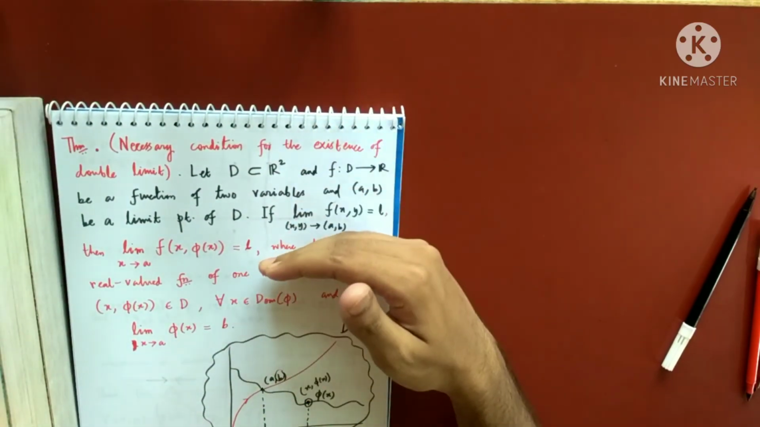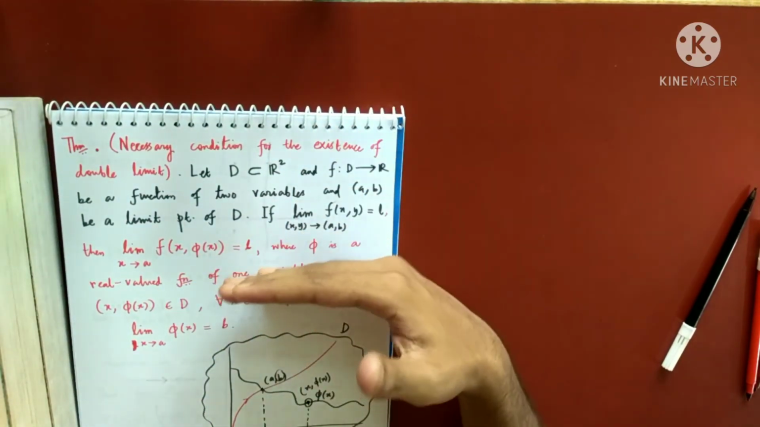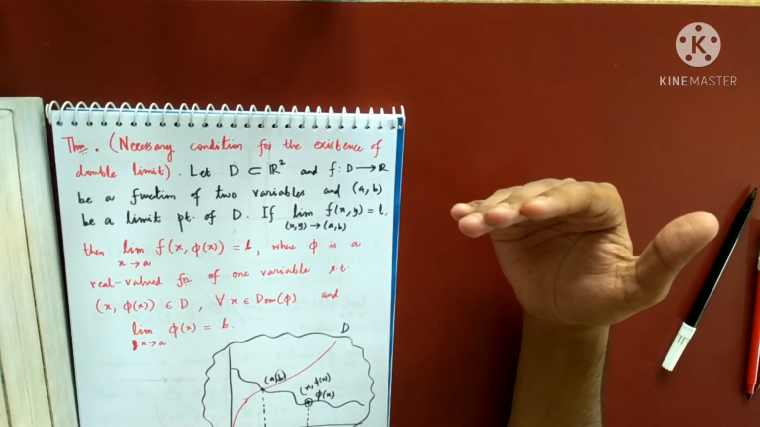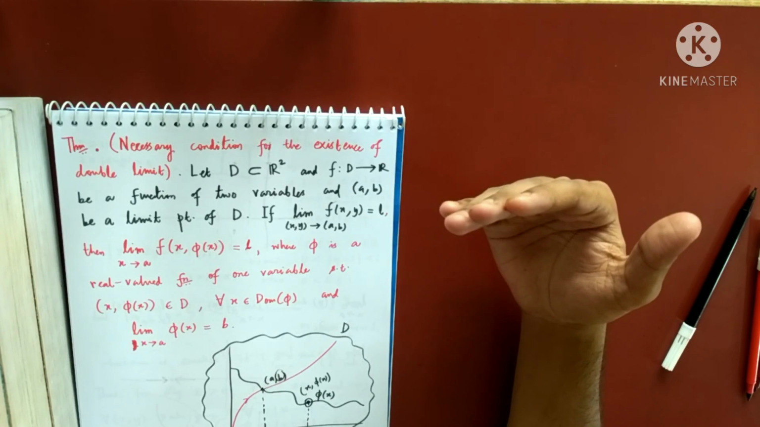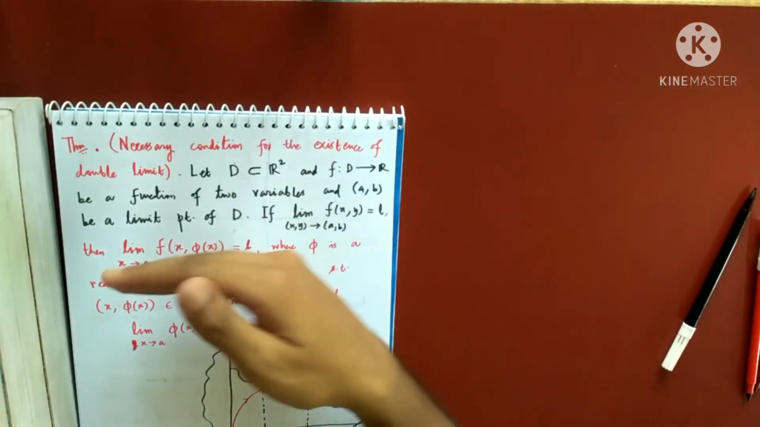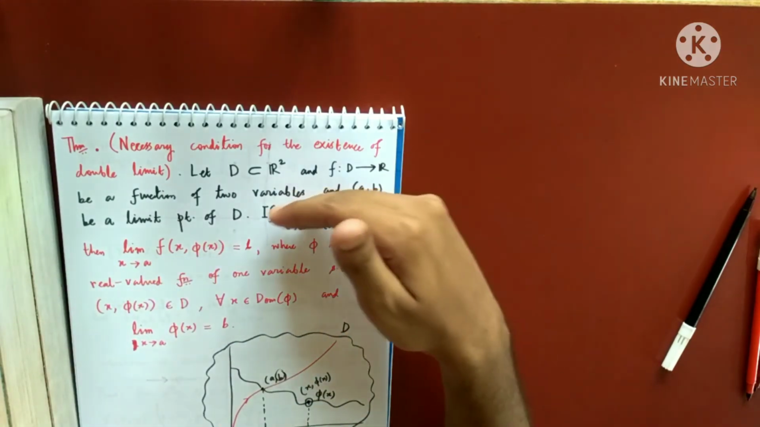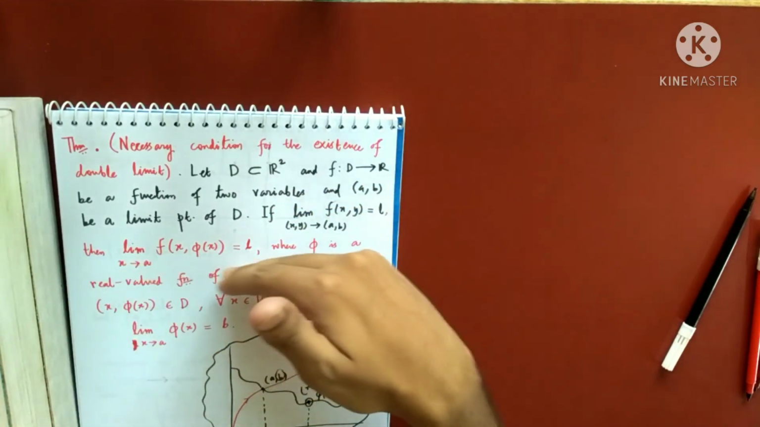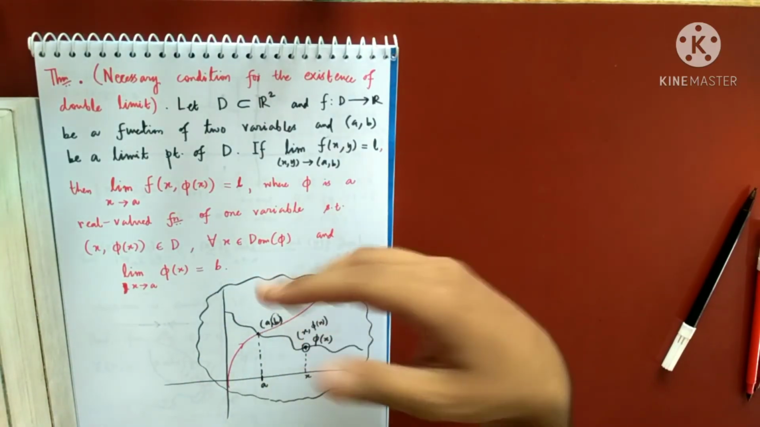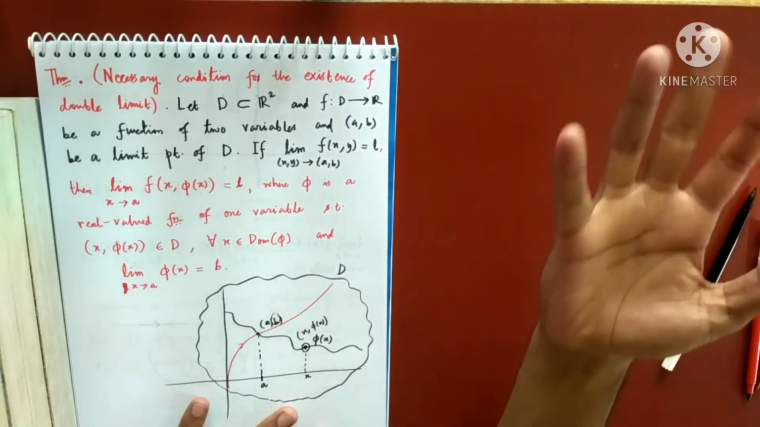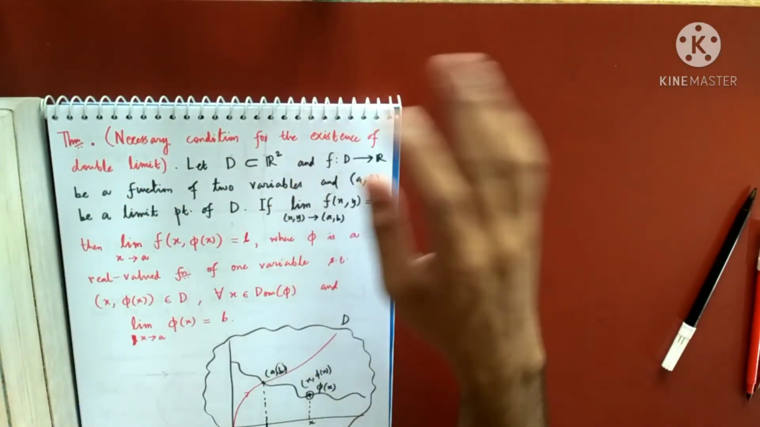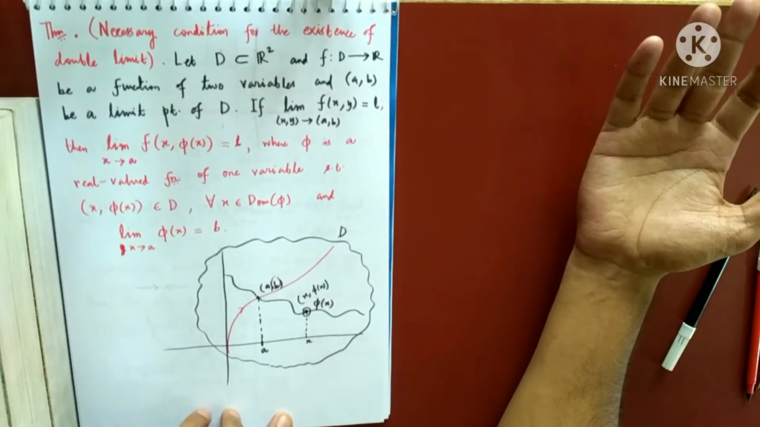I'll use this theorem in the contrapositive manner. If this does not hold, then this cannot hold. So when does this not hold? When I can find two paths for which the limiting values are different, then the limit cannot be the same. The limit does not exist, in simple words.